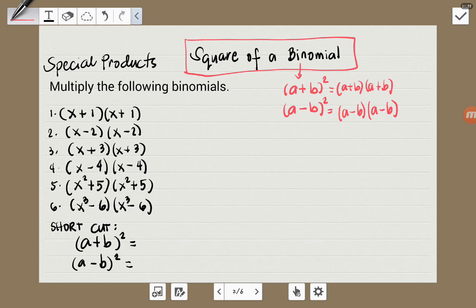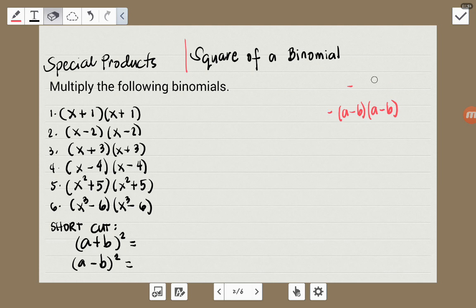Again, may shortcut dyan na pwedeng gawin para madaling masagutan ang square of binomial. So, tingnan natin yung mga given examples natin. Let's have number 1. Sa number 1, kung mapapansin nyo, that is x plus 1 multiplied by x plus 1, which is itself. So, that is square of x plus 1.